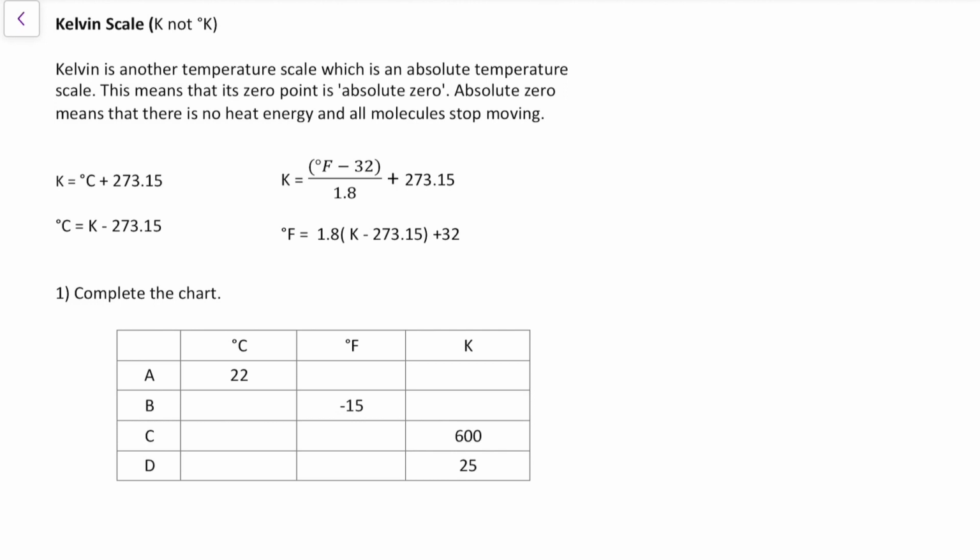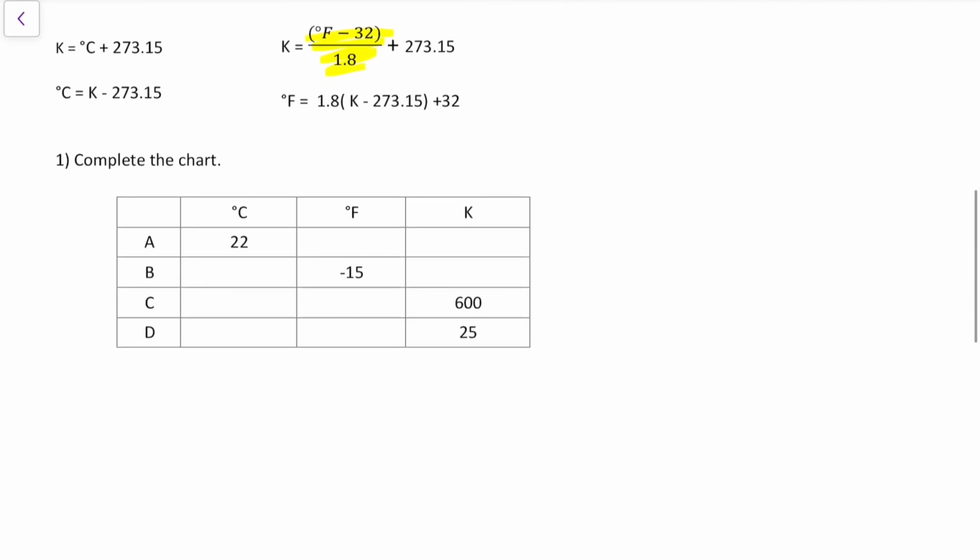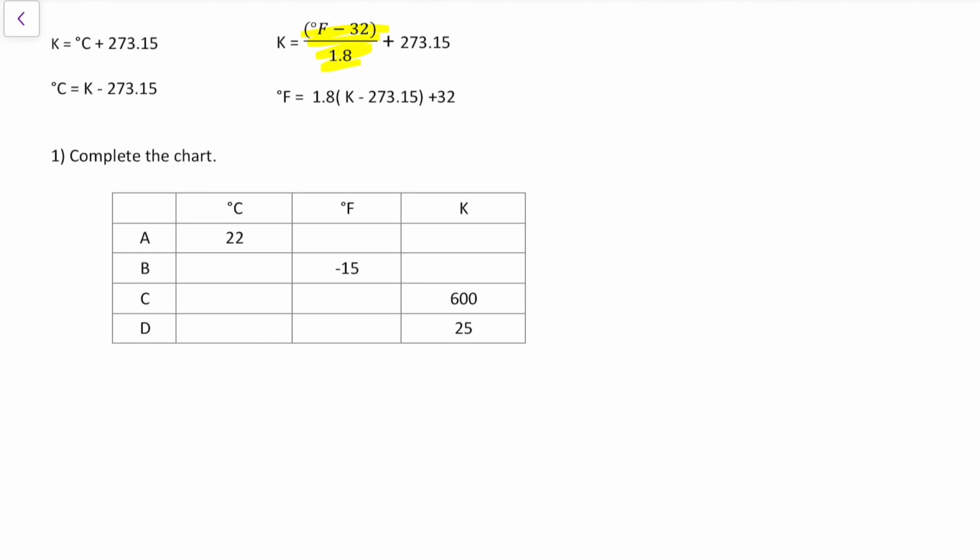To go between Fahrenheit and Kelvin is a little bit trickier, but essentially what you're going to do is put it into Celsius and then do the Celsius conversion. So you'll notice that this part of the formula is just the Fahrenheit to Celsius conversion. And then to go from Kelvin to Fahrenheit, we're just undoing that formula. So let's look at completing this whole chart between Celsius, Fahrenheit, and Kelvin.